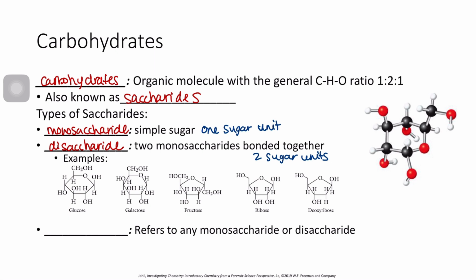A sugar is going to refer to any monosaccharide. When we think of sugar in our everyday life, we generally think about the sugar that we use for baking or that is found in sweets, but in biochemistry, it's going to be any sugar molecule.